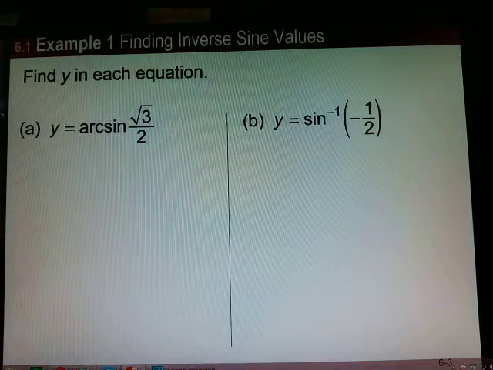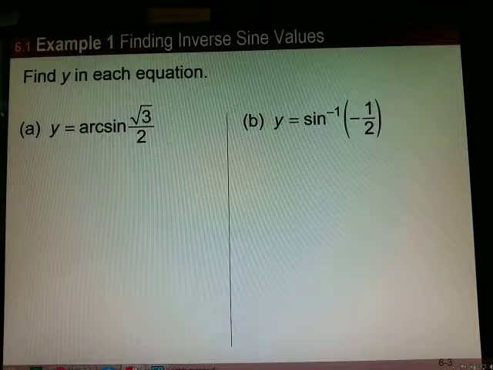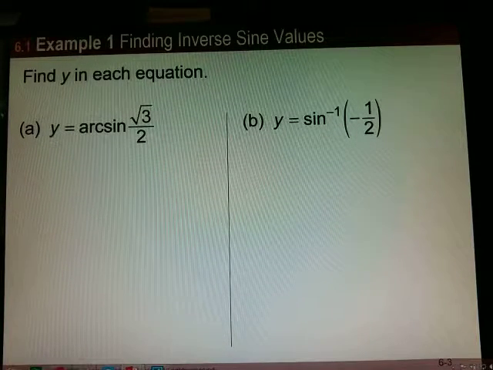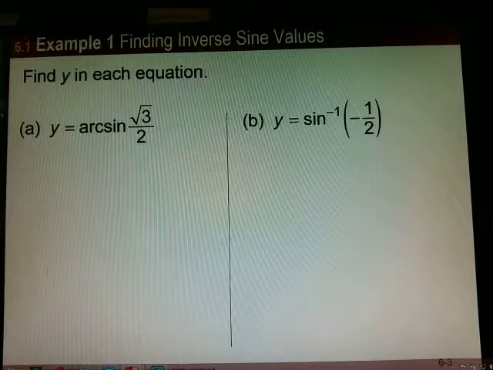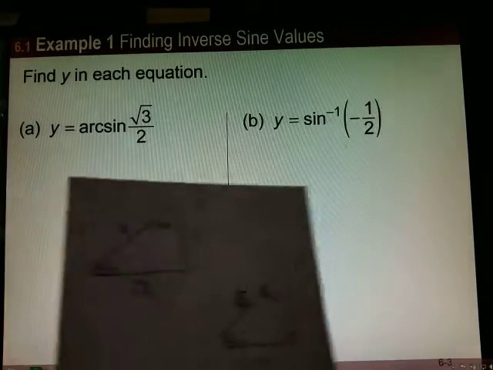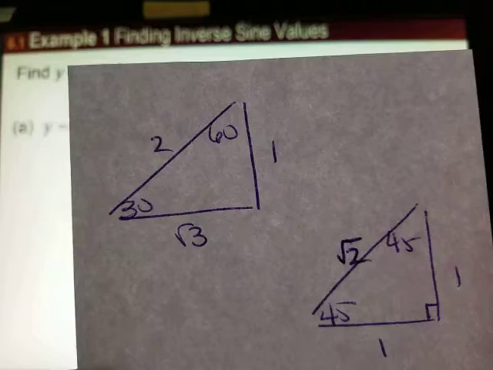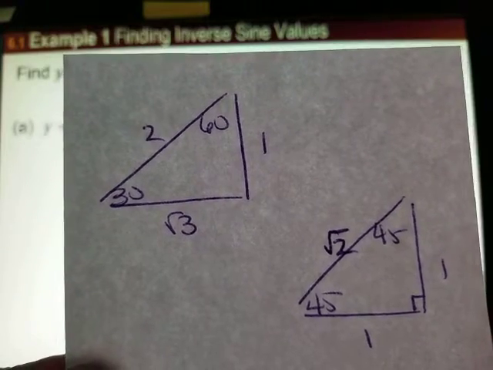So this is asking you, what is the arc sine of square root of 3 over 2? When we're looking for the arc sine of radical 3 over 2, I'm basically asking you, the sine of what angle is square root of 3 over 2? So take a second and get out some paper. You need to definitely write down your 30-60 triangle and your 45-45 triangle ratios.